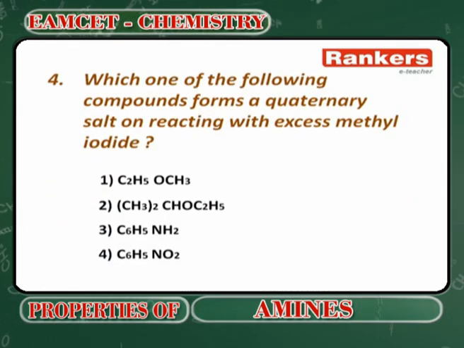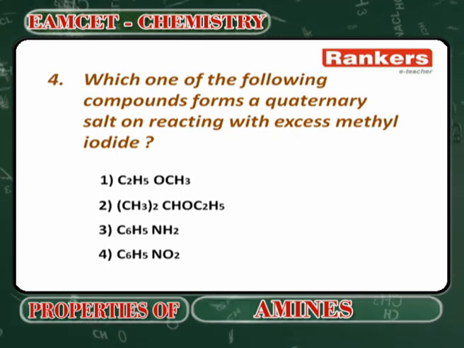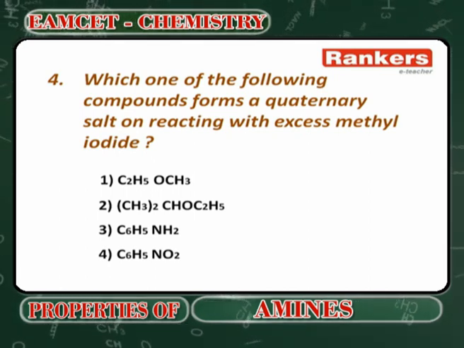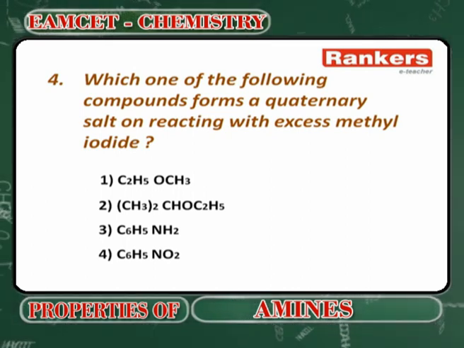Next. Which one of the following compounds forms a quaternary salt on reacting with excess of methyl iodide? That is any amine like phenylamine or any amine. When there is an NH2, if you add RX, first one R will come, then a second R will come. This will become a tertiary one. Once again, if you add RX, what happens? Then another R will enter.